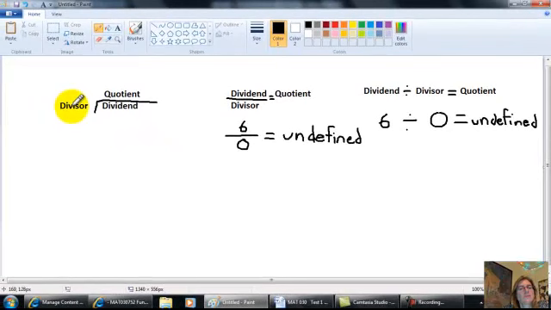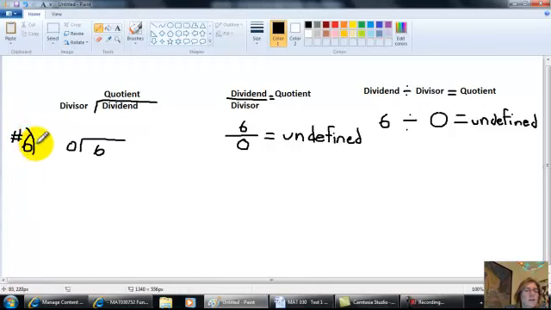Okay, so in this situation, the divisor is out here, so whenever the divisor is 0, it doesn't matter, we're using the same example. This is problem number 6, it's got 6's everywhere here, straight across the board. So when the divisor is 0, the answer is undefined, and I'm putting the word undefined in the quotient area. Quotient is answer.